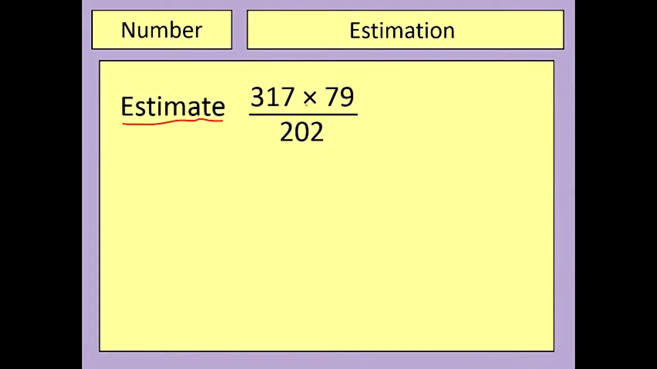So what we're going to do is change this calculation into one that we can do much easier. And we'll change this 317. If we round that to one significant figure, you would get 300. Then we'll go across this 79 here. Well, that to one significant figure would be 80. And 202 on the bottom to one significant figure would be 200. So we're going to estimate that this calculation up here is actually roughly this one here. And then we just work that one out.